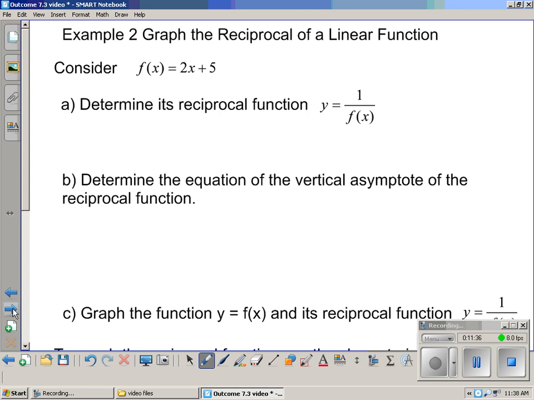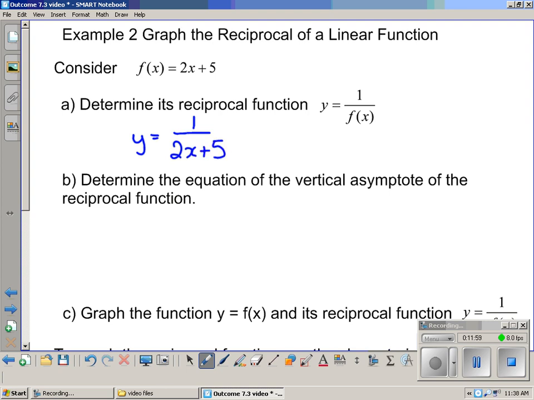Example number 2. Graph the reciprocal of a linear function. So if our function is f of x equals 2x plus 5, first of all, we need to determine what the reciprocal function is. And this is very easy because it just becomes 1 over our original. So it becomes 1 over 2x plus 5.